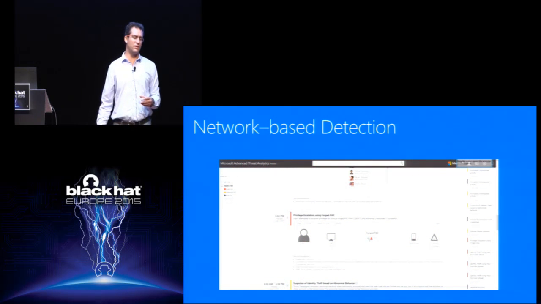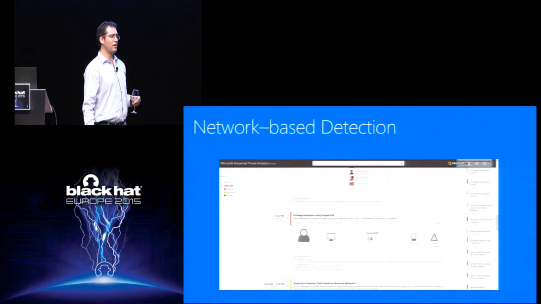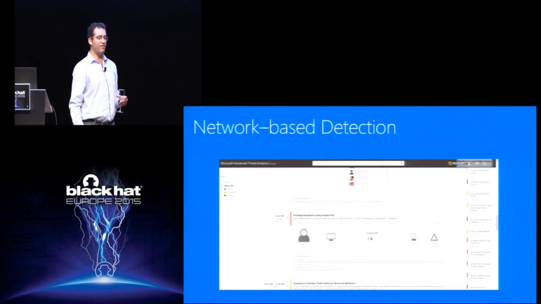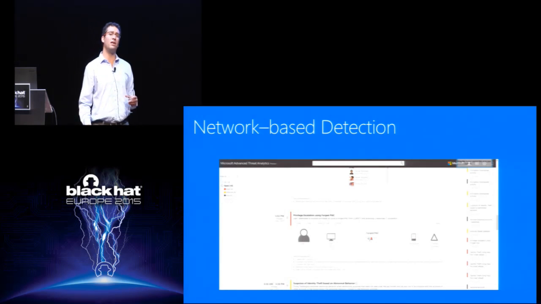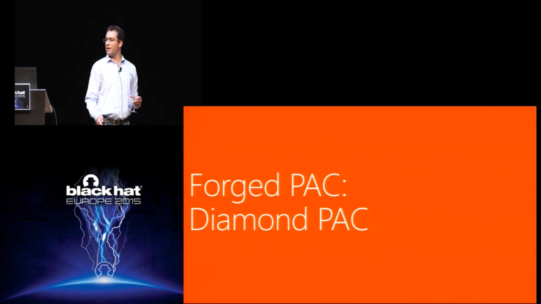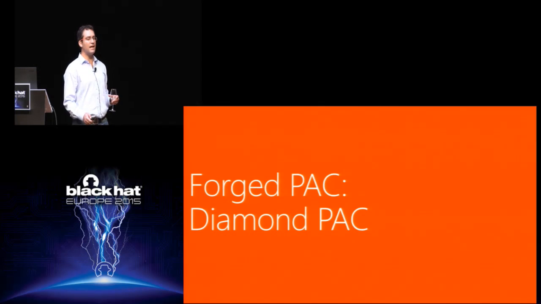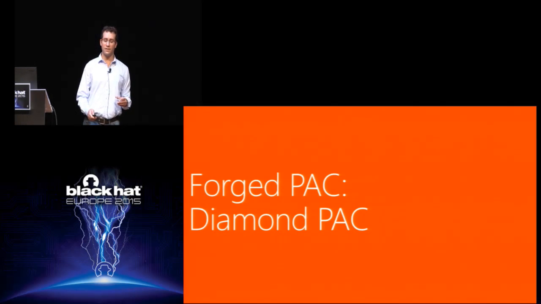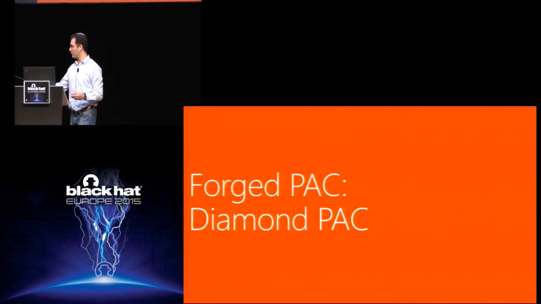And this is how it looks, a network-based detection of MS14-068 fake PAC, exactly based on the criteria we mentioned before. And now we move on to the last attack, forged PAC, the diamond PAC. Here you go, Michael. Thank you, Tom.